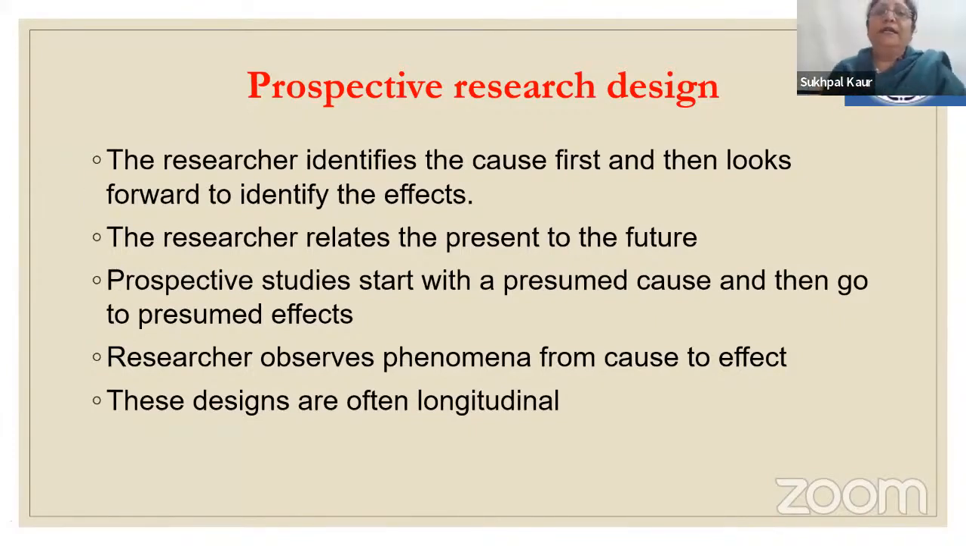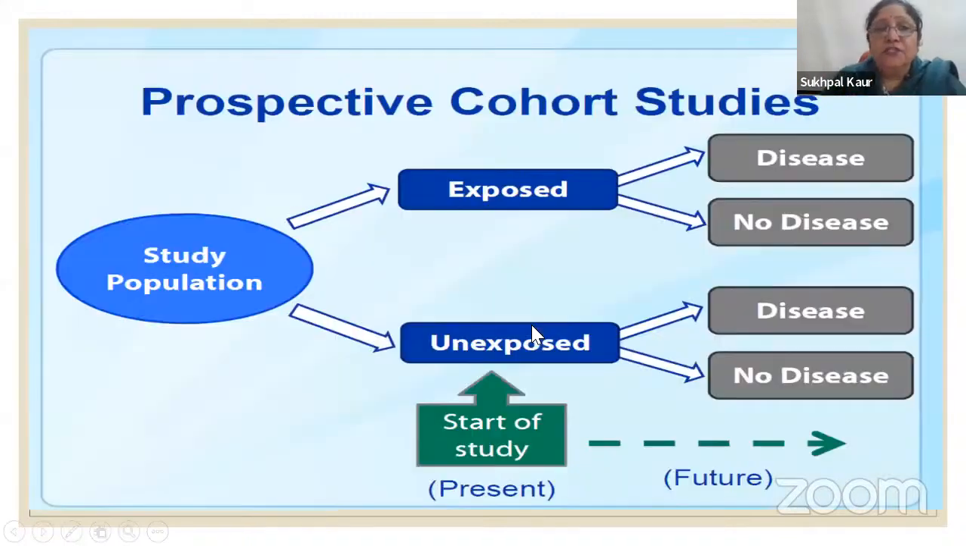So here the researcher identifies the causes first and then looks forward to identify the effect. The researcher relates the present to the future. And the prospective studies start with the presumed cause and then go to the presumed effect. The researcher observes phenomena from cause to effect. And these designs are again longitudinal research designs.